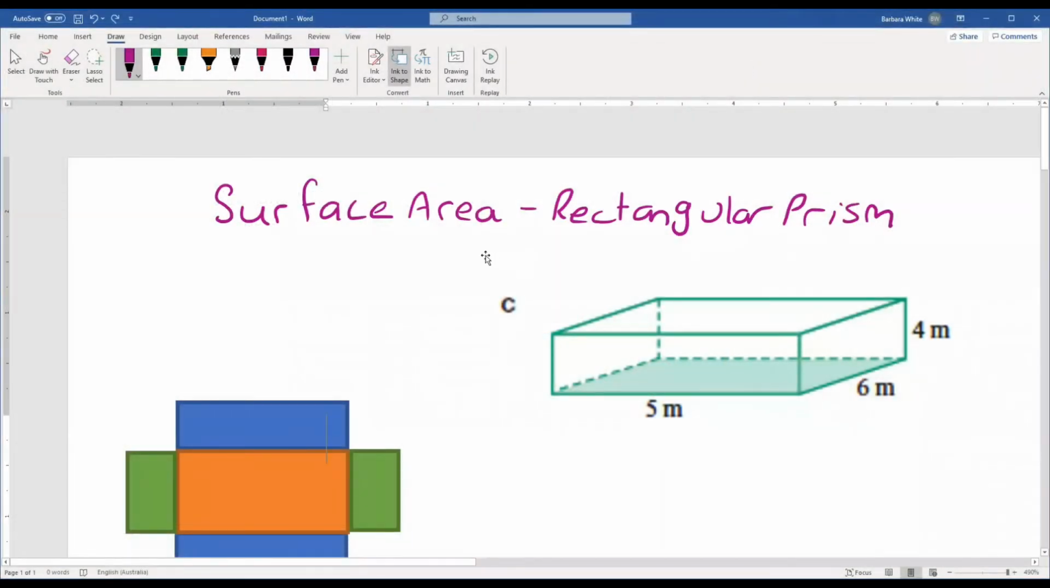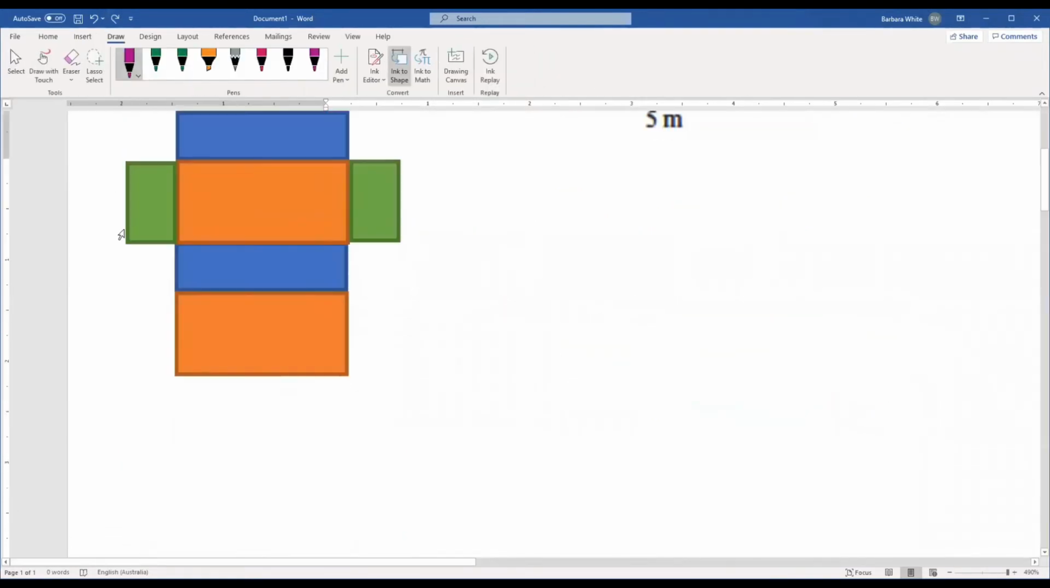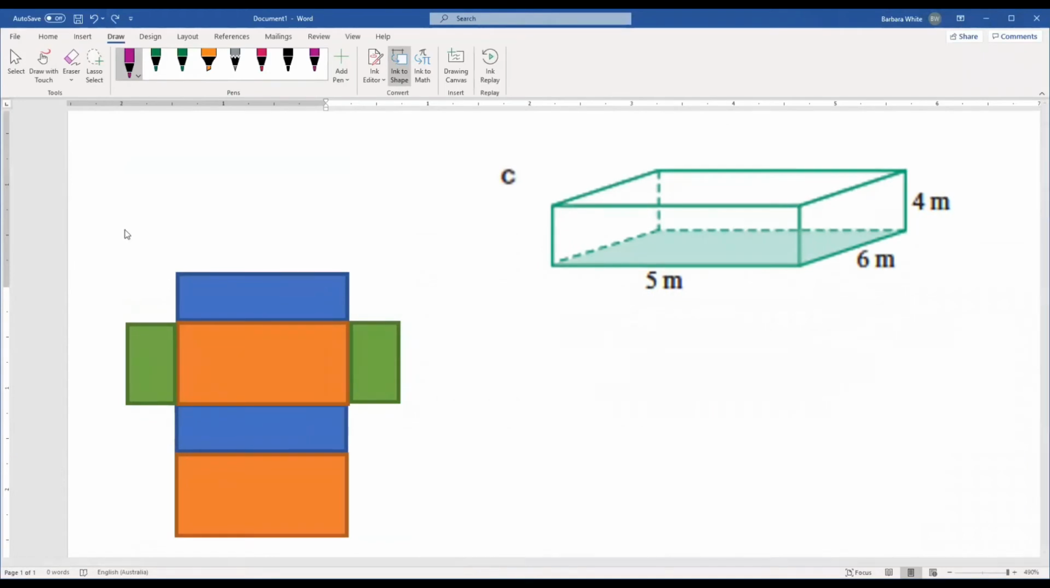Here we go, surface area of a rectangular prism. Here's a picture of your prism, and I've also drawn the net for you. And I should probably put the numbers into the net as well. This is the length, which is 5 meters. This one here is 4 meters, and this one is 6 meters. And you could go around the whole thing drawing all the dimensions in if you wanted to.